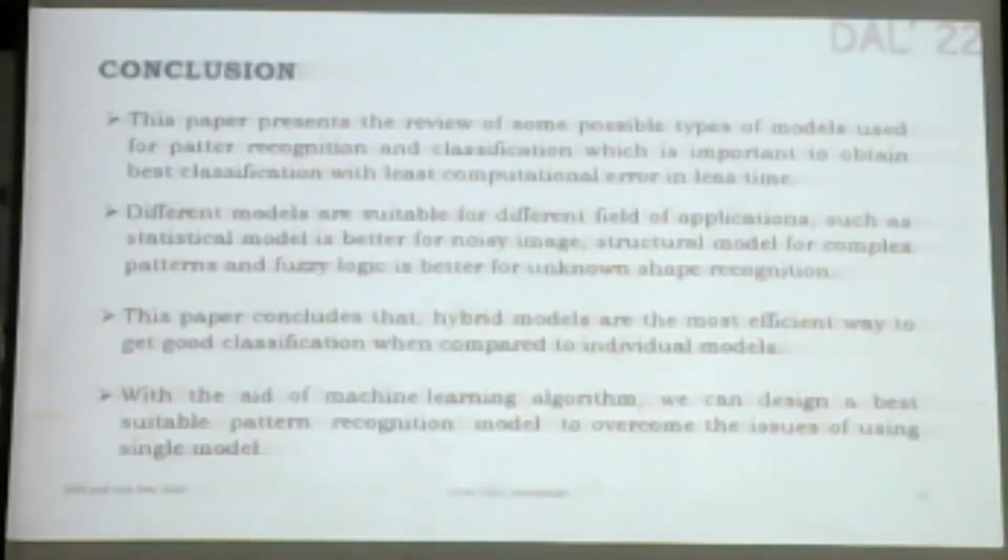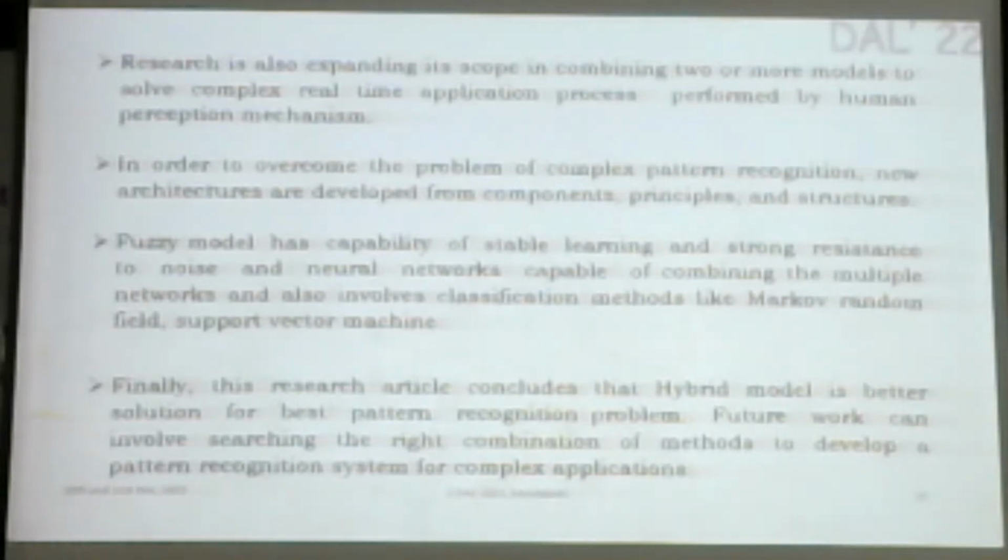Using only one model, like the PNN model, we can get accuracies of 97, 99, 92, 92 and 98 only. But with the use of hybrid models, we can get up to 98.9 accuracy and good results. With the aid of machine learning algorithms, we can design the best suitable pattern recognition model for our issue instead of using a single model. Research is also extending this scope. Much research has already been done using hybrid models.